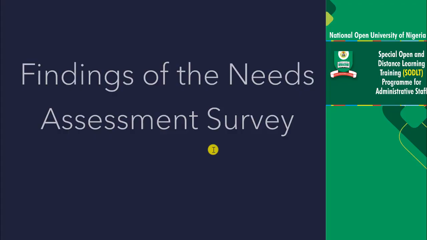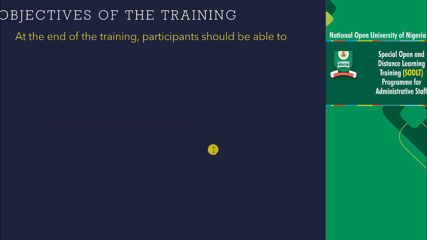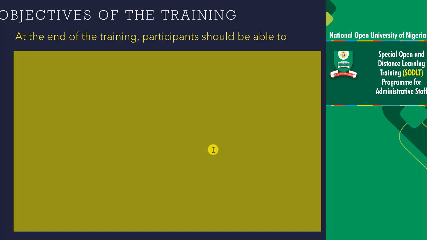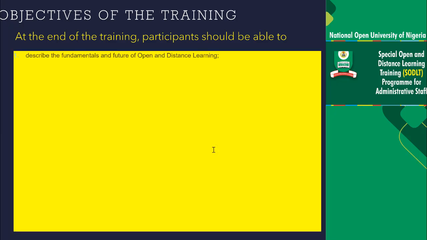What then are the objectives of the training? You see, at the end of this training, you all, well, at least like 95% of you, should be able to do the following. Describe the fundamentals and future of open and distance learning. Set up a personal VLE within a NOUN platform. We expect that you should produce a short welcome video as administrative executive. You know, all of you are executives.